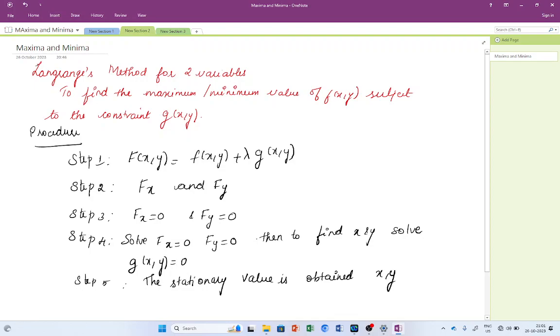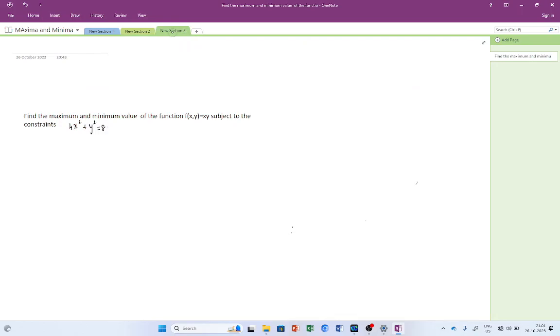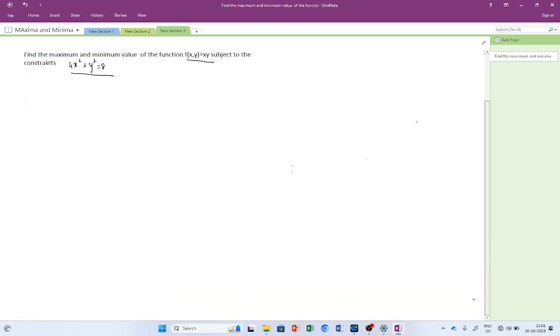Okay, so we'll do a problem. Find the maximum and minimum value of the function f(x, y) is equal to xy, which is subject to the constraint 4x square plus y square is equal to 8. So you are given the function, you are also given the constraint. So first what you do is, you have to write your capital F(x, y). Step 1, right? What is your capital F(x, y)?